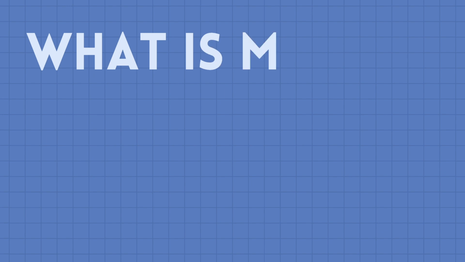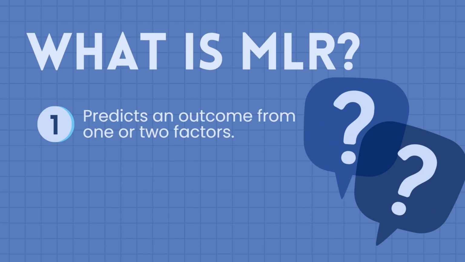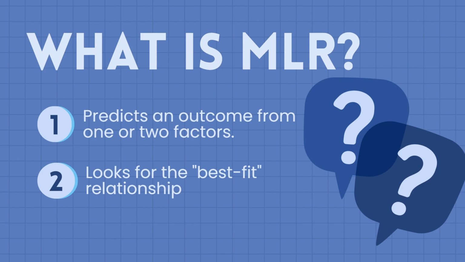Multiple linear regression is a method we use when we want to predict something based on two or more factors. For example, predicting exam scores using study hours and attendance. The model tries to find the best possible fit that explains how these factors connect to the result.